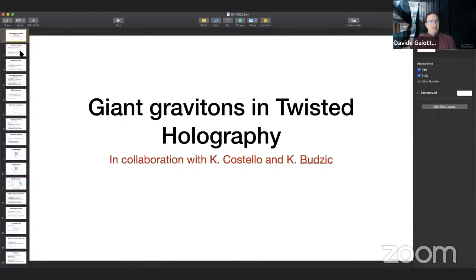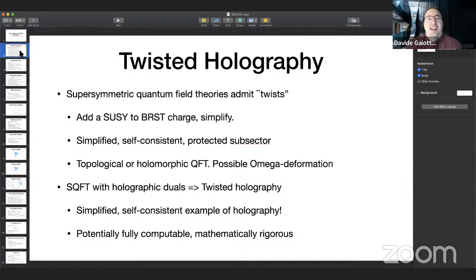Okay, so twisted holography. I use this term to denote a general program based on the idea that a lot of the examples of holography that you know involve supersymmetric quantum field theories, and the supersymmetric quantum field theories admit twists, which are ways to separate out a consistent subsector, a protected subsector. And so in principle, it should be possible to match precisely a given subsector of a quantum field theory with a protected subsector of the holographic dual theory.